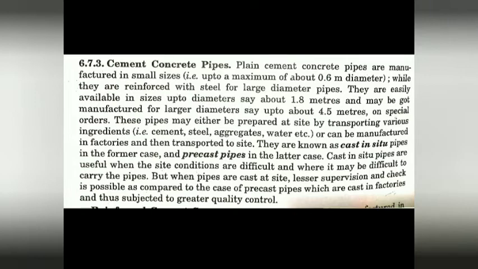So in both the cases, we can go for either cast in situ pipes, or else we can go for pre-casted pipes that will be readily available from the factories. Cast in situ pipes are useful when the site conditions are difficult, because of the transportation problem, where it may be difficult to carry the pipes. But when the pipes are casted at site, lesser supervision and check is possible as compared to the case of precast pipes, wherein complete quality control care is taken in the companies itself.